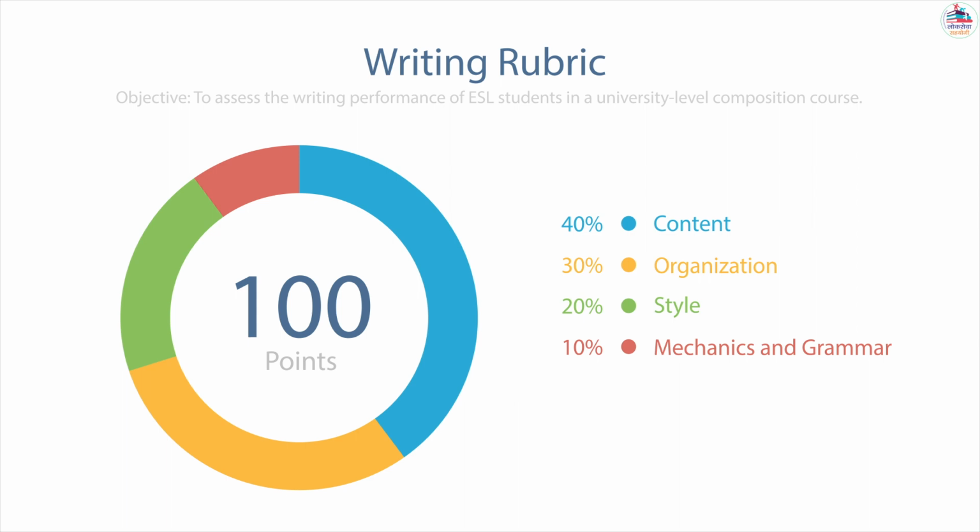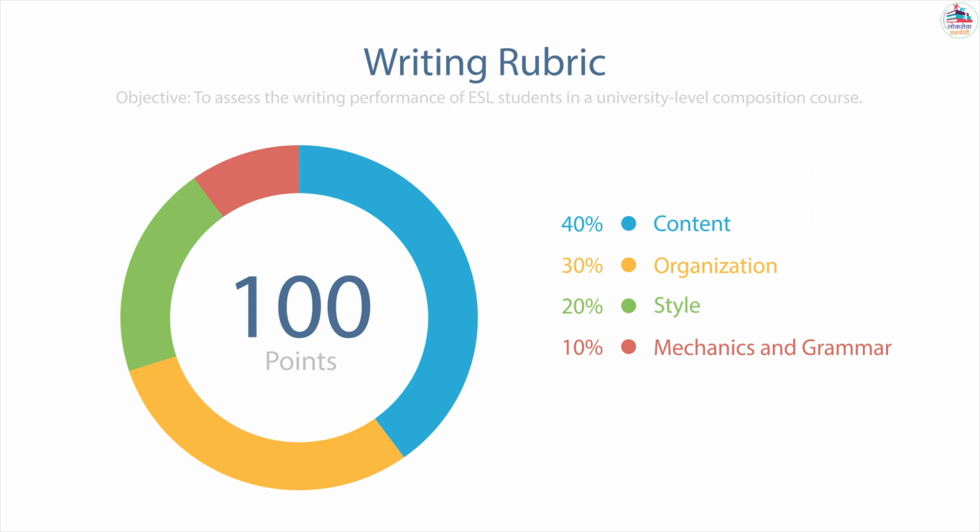Similarly, we can focus on style, 20 points. It uses appropriate academic language that demonstrates a variety of sentence structure and vocabulary. That means the style of the writing. The total points teachers make for this is 20 points.